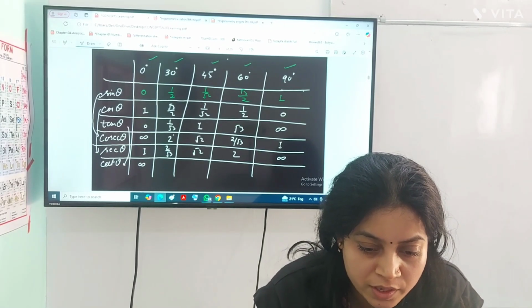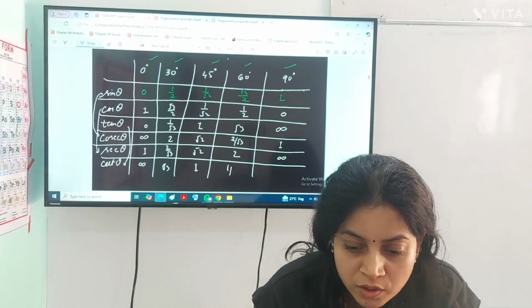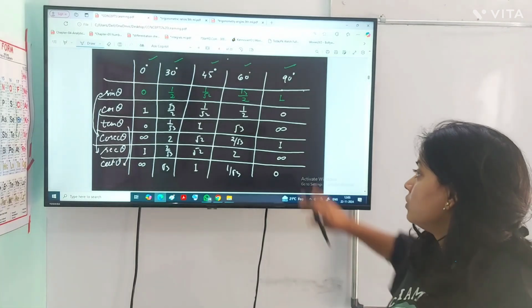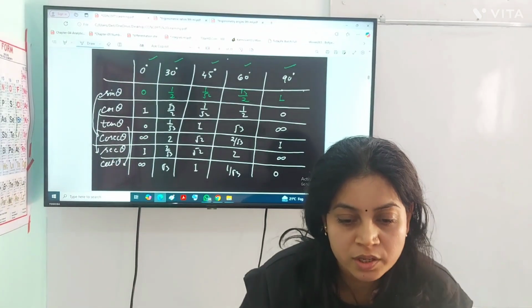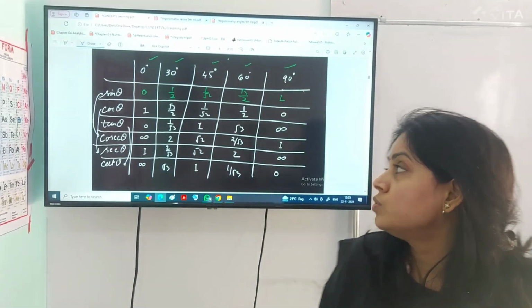And what will be cot theta? The reciprocal of tan theta. So 1 by 0 is not defined. This will be root 3, this will be 1, and this will be 1 by root 3, and this will be 1 upon infinite, which is 0. 1 upon infinite is 0 again.